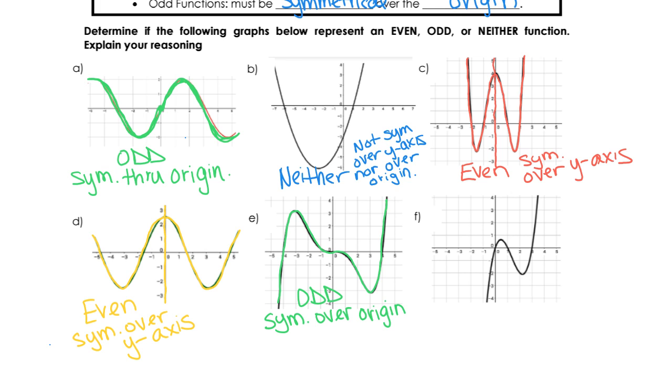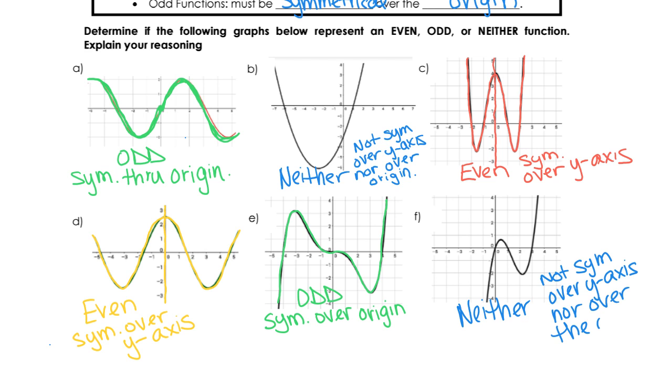And it does not look like I could go ahead and have that be symmetrical over the y-axis. Does not look the same on the left-hand side as does the right side. So it's not even on both sides of the y-axis. And if I turn my paper upside down, I don't believe this looks the same right side up. Okay, and so I'm going to go ahead and say that this is a neither. That it's not symmetrical over y-axis nor over the origin.